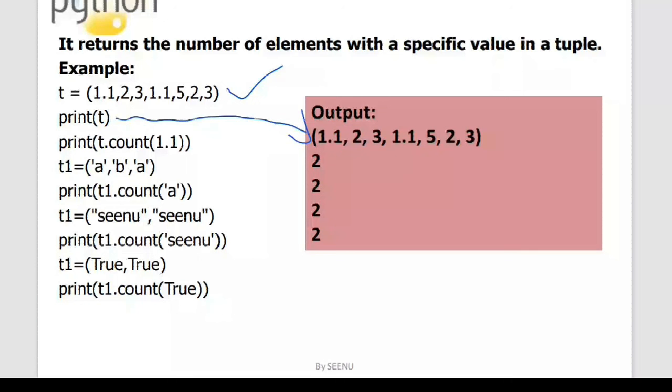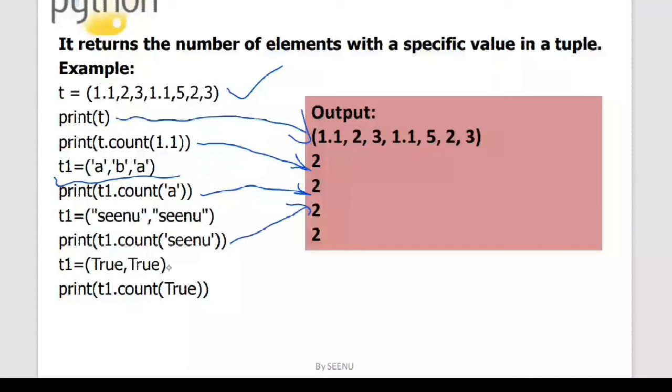In a similar way, I have taken another tuple over here, which has 2 A's, and I want to count how many A's are there. So it is saying there are 2 A's. Then I have another tuple with 2 strings, Sinu. When I count it, it is giving me 2. Then I have 2 items in a tuple which are Boolean literals. So there are 2 Trues over here.